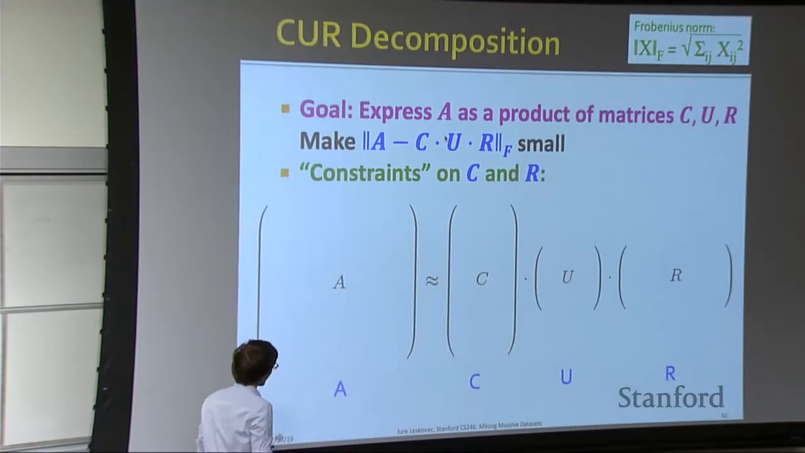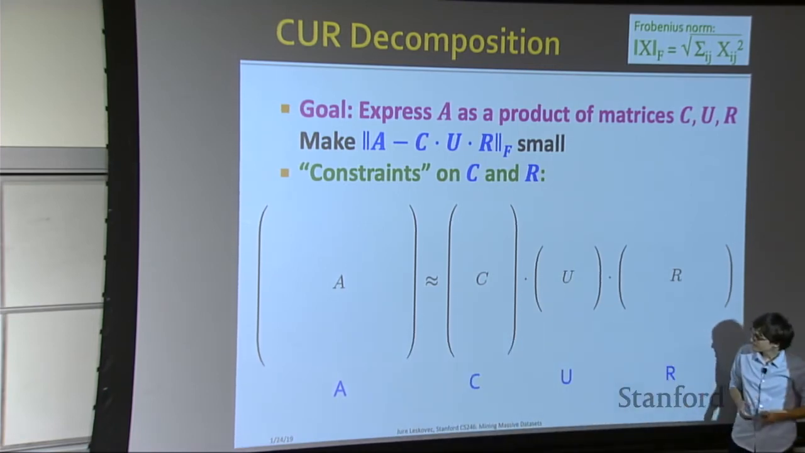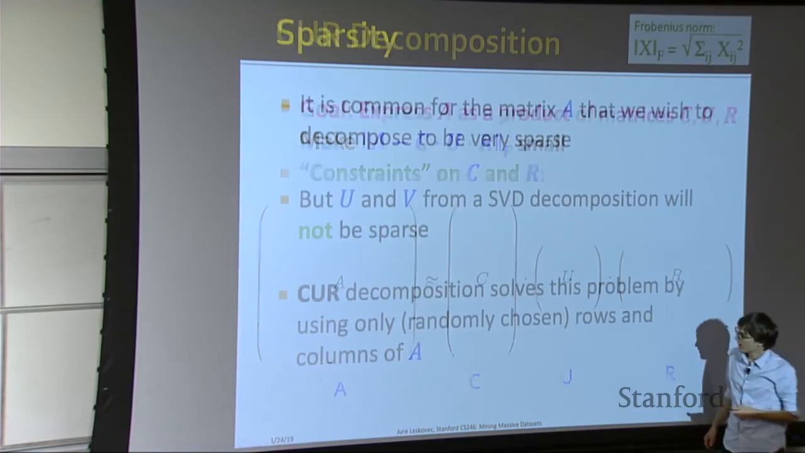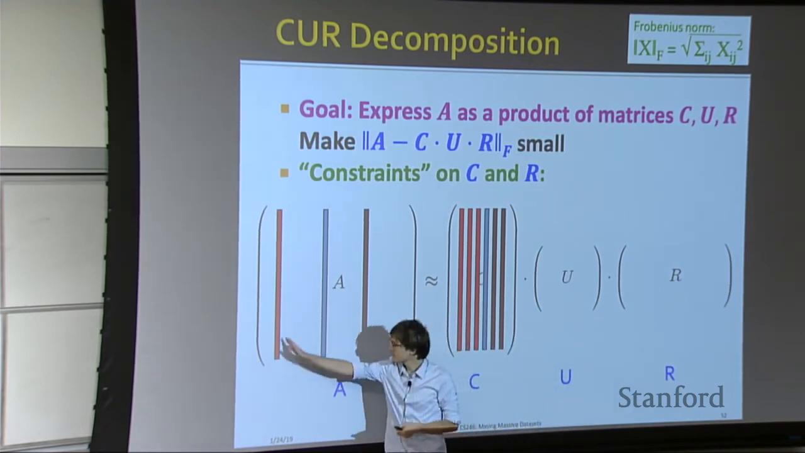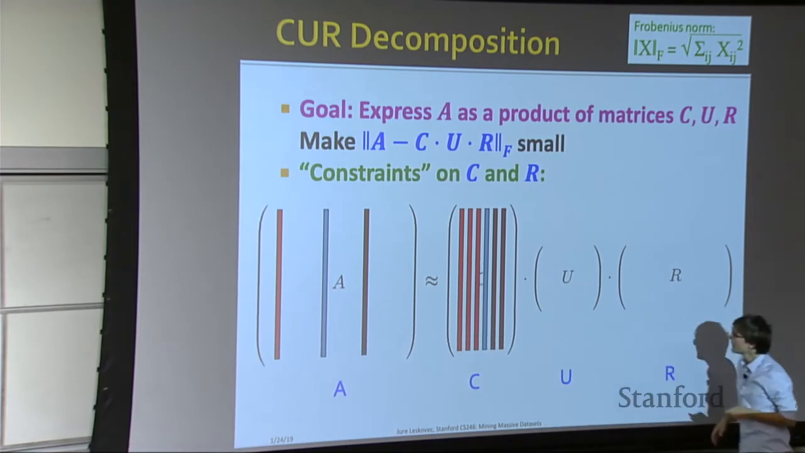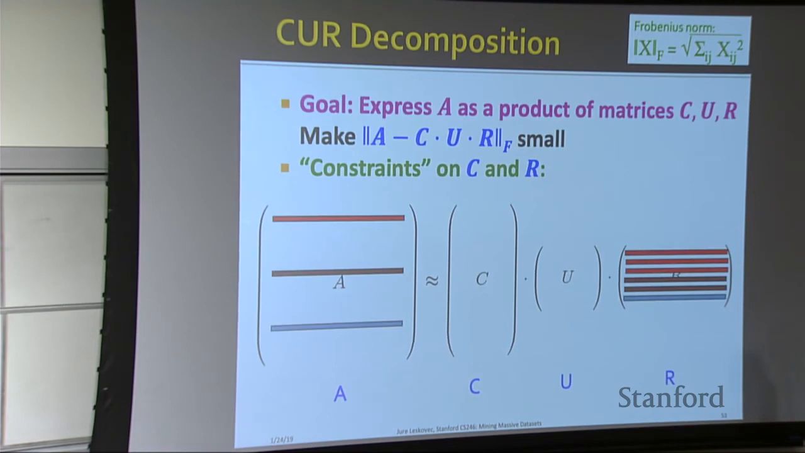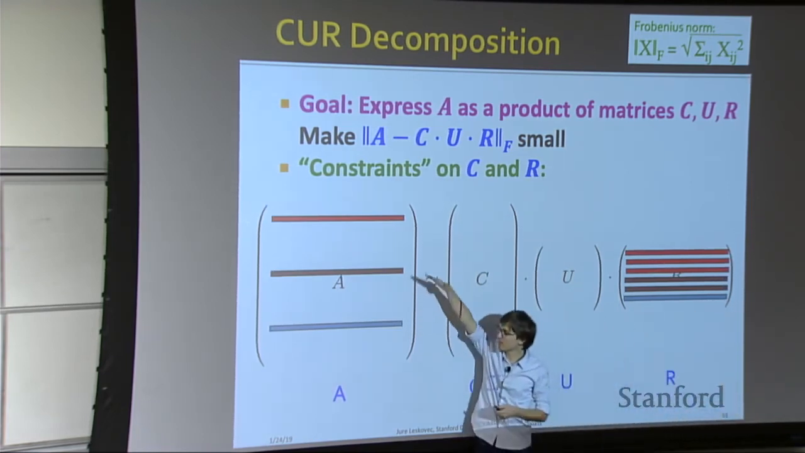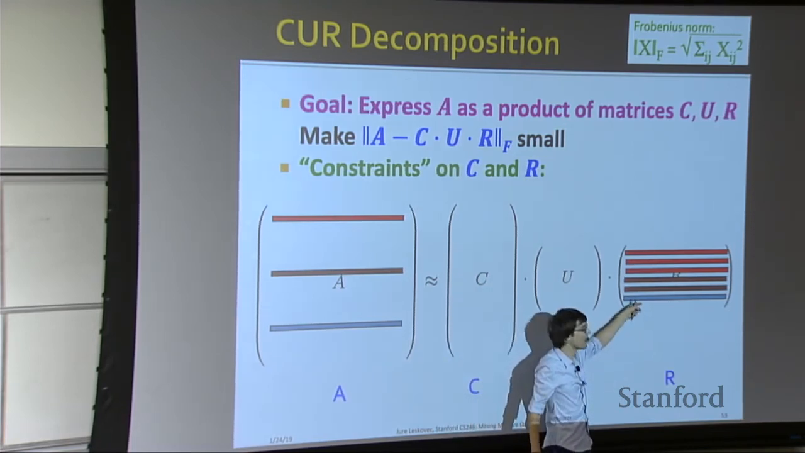So the way I will represent this is to say I have my data matrix. I have C, I have U, and I have R. And here is how I will construct things. C will simply be some set of randomly chosen columns from my A, okay? And similarly, my R will be a set of randomly, but carefully, chosen rows from my matrix A, okay?